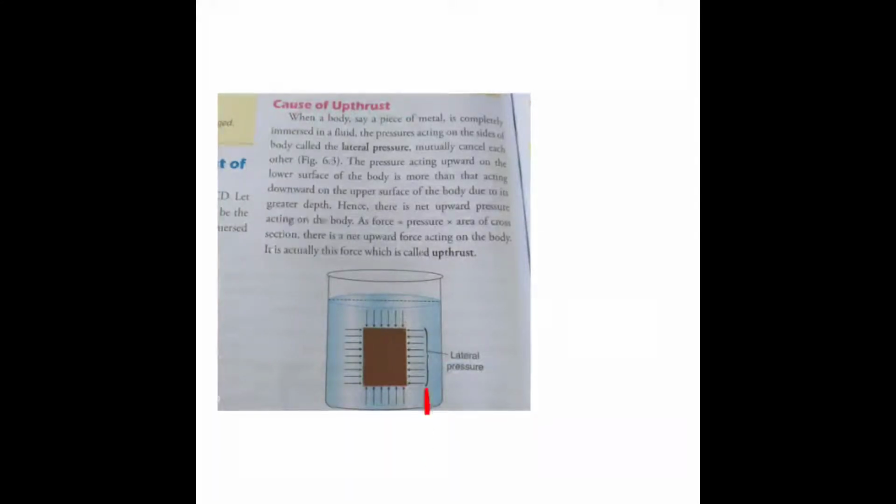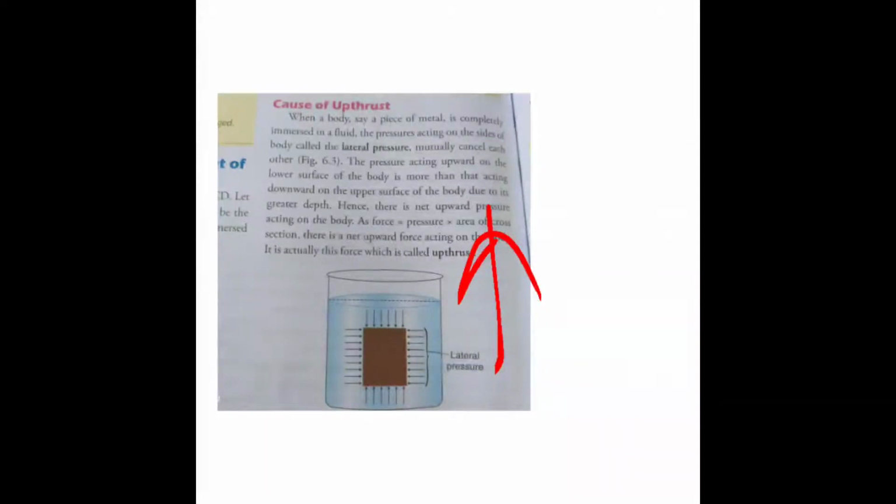So we say that the pressure exerted on the lower surface is more than the pressure exerted on the upward surface. So this causes the upward push. Okay, so this causes the upthrust.